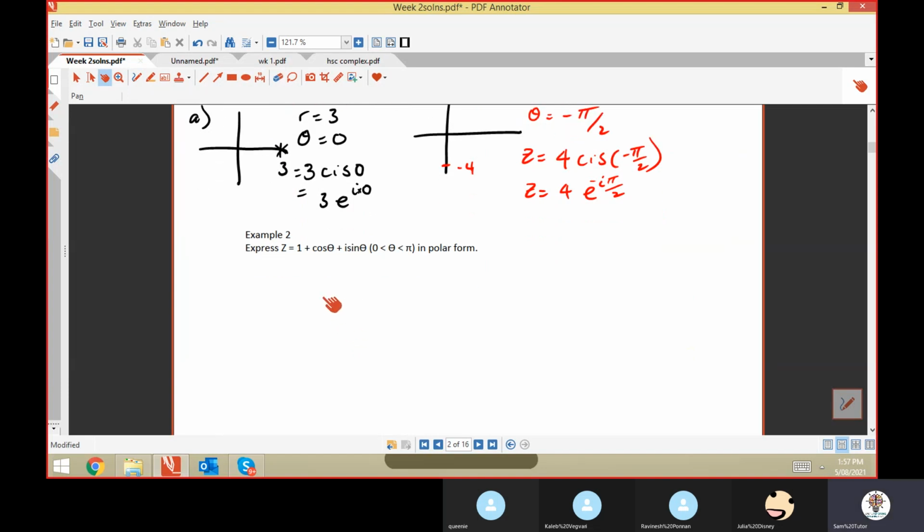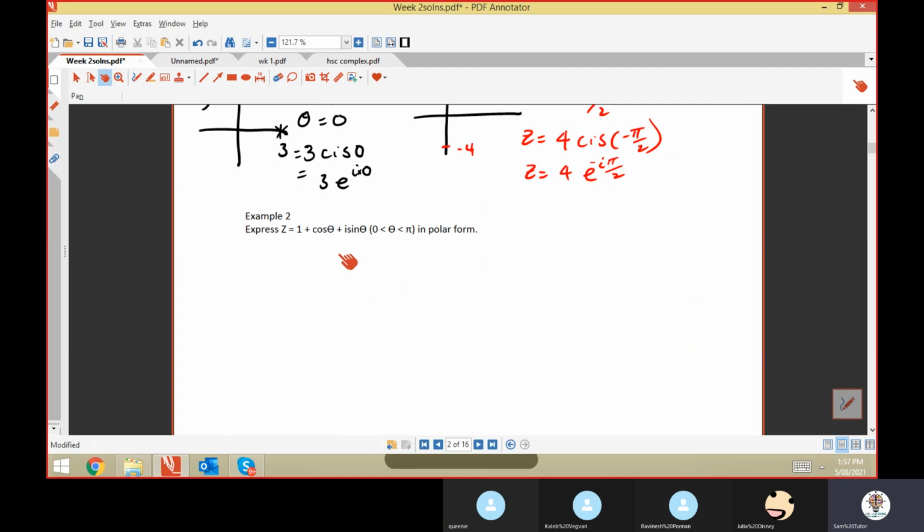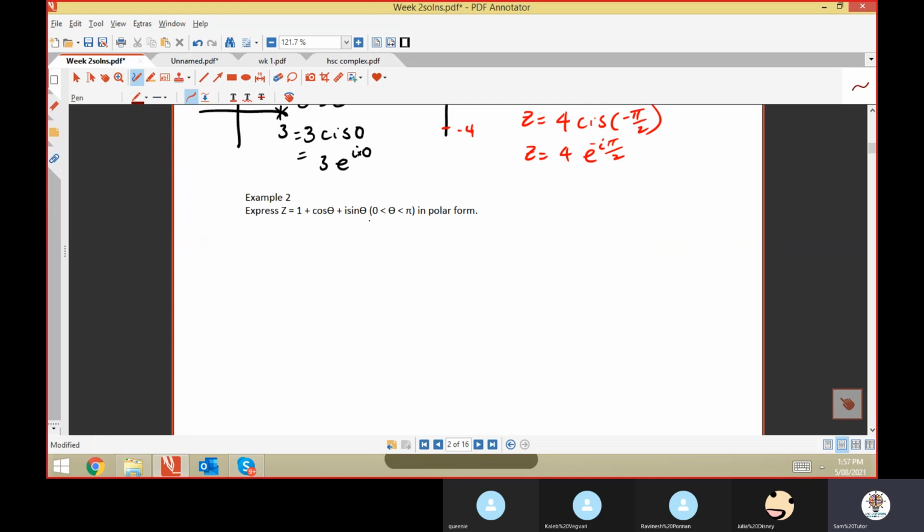Let's do example number 2. Another trig one, just like I did last week. I did an annoying trig question just to show you that sometimes you've got to think creatively. Let's see if we can use that today. Queenie, you can guide me through this. So let's do this. This is A, this is B.